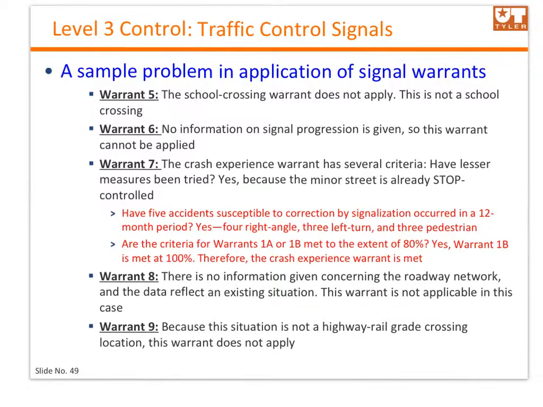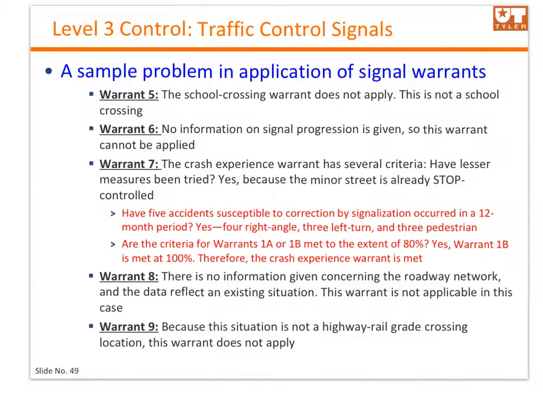Warrant 8, there is no information given concerning if there is a roadway network and the data reflect an existing situation, therefore this warrant is not really applicable in this case, as well as warrant 9, because the situation here is we're far away from a railroad crossing, therefore the warrant is not applicable.